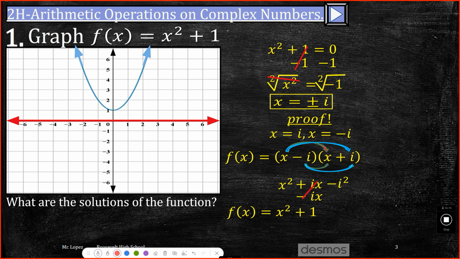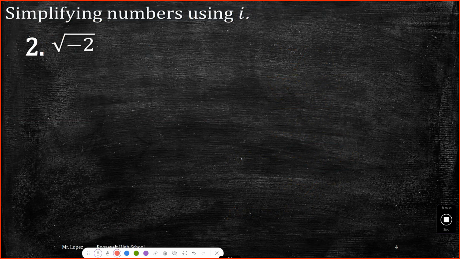Let's go. So what does this entail now? Now let's go ahead and simplify numbers using i. So now we can work with square roots of negative numbers. So what is the square root of -2? Well, step 1, separate the imaginary part from the real part. So how do I do that? Okay, let me go step by step.